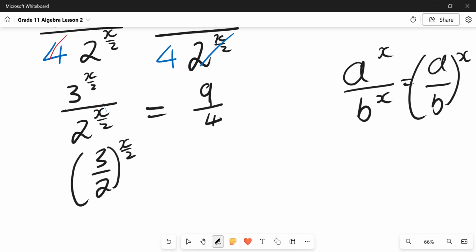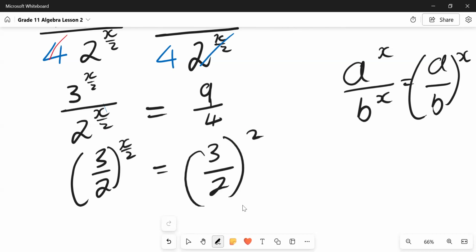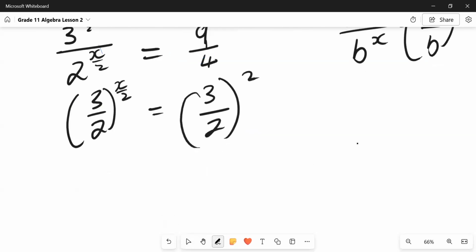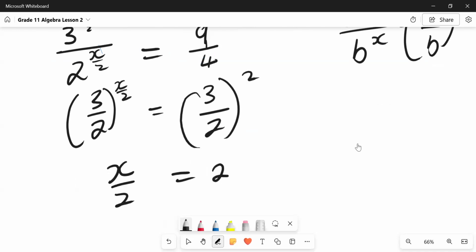this can be expressed as 3 squared over 2 squared. Apply this law again. So this will give us 3/2 all squared. Now, lovely. Same bases, 3/2, 3/2. Drop down the exponents. So you have x over 2 equals 2. What do we do? We hate working with fractions, meaning you multiply with your denominator both sides. Therefore, x is equal to 4.